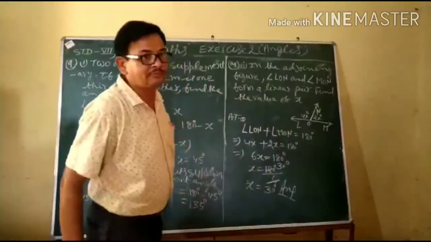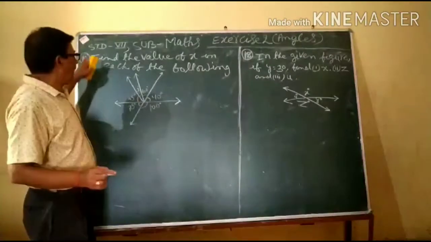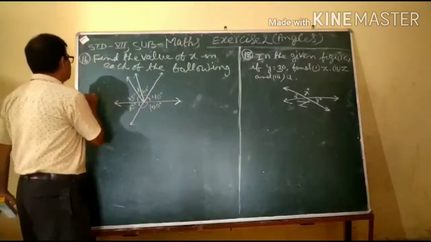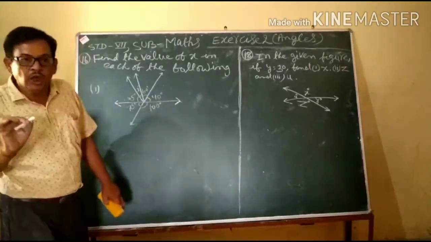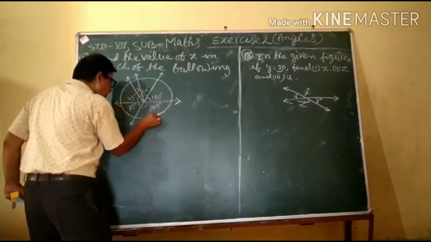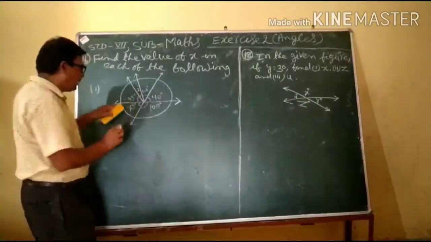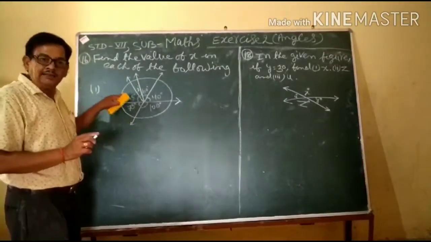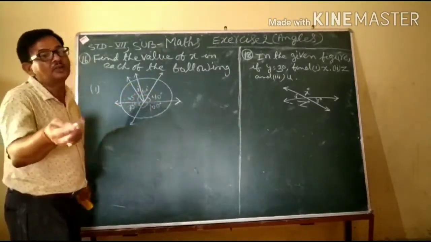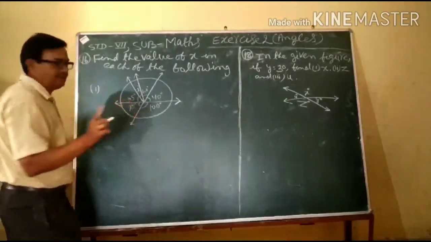Understood now? Now I am going to solve question number 16. Find the value of x in each of the following. So 16 first. You have studied one complete turn is equal to 360 degree. In this question, you are going to find the value of x. So there are variable terms and constant terms. The constant terms will be combined, and then you can find the value of x.